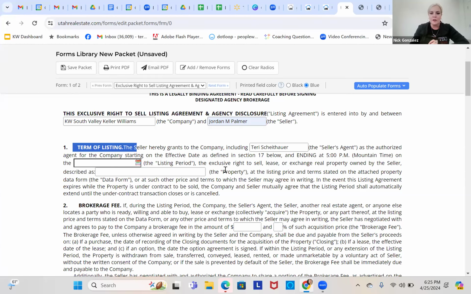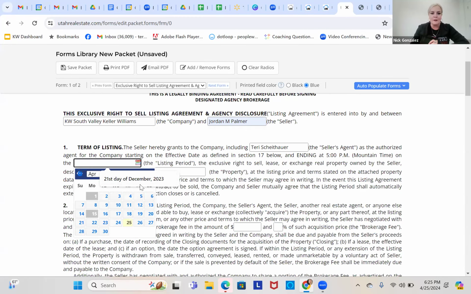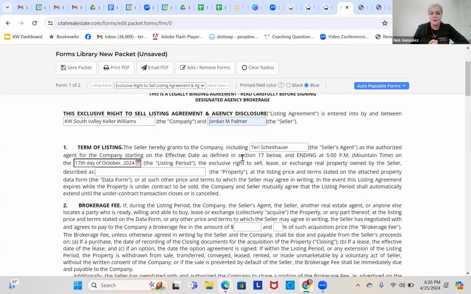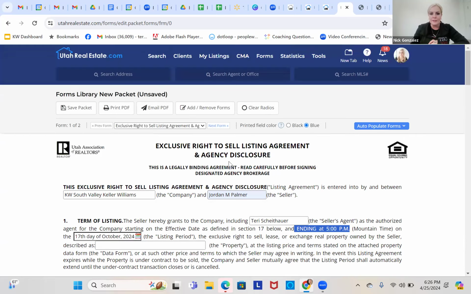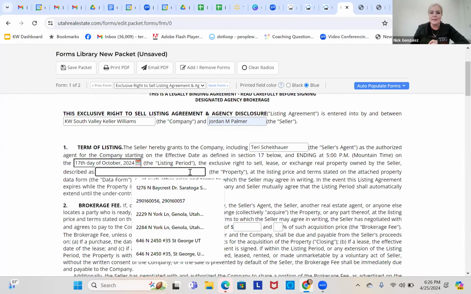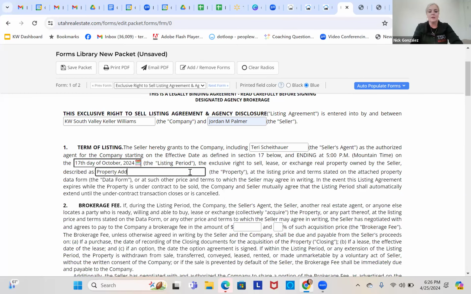The thing to know here is that this is the ending date that we're going to put in here. So you will put your ending date. Let's just say it's 6 months out. So we'll just go October 17th. Just make sure that you realize this is the ending date. The property, so on a listing, this one is the listing. This needs to have the property address. So I would explain the term of our listing, Mr. Seller, is going to be until October 17th.